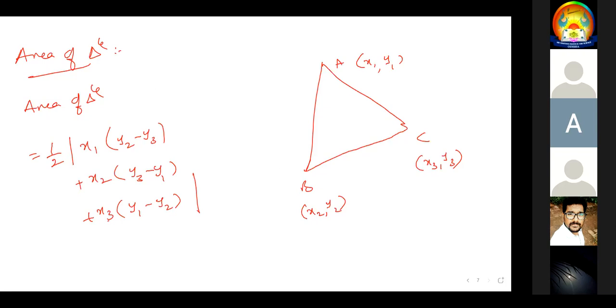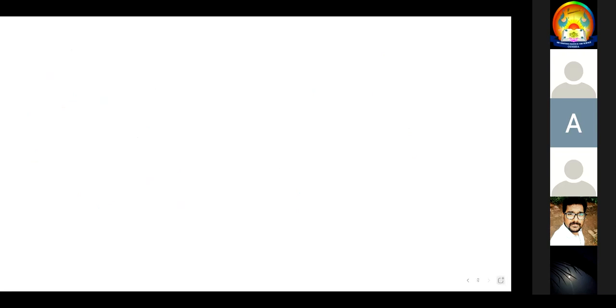Can anyone say what the point of trisection is? A point which divides AB in the ratio of 1:2 or 2:1 is called a point of trisection.